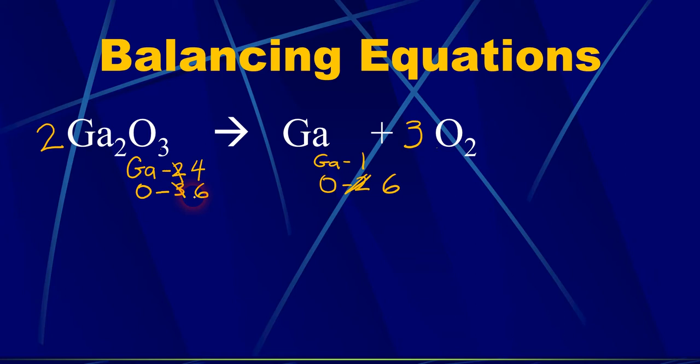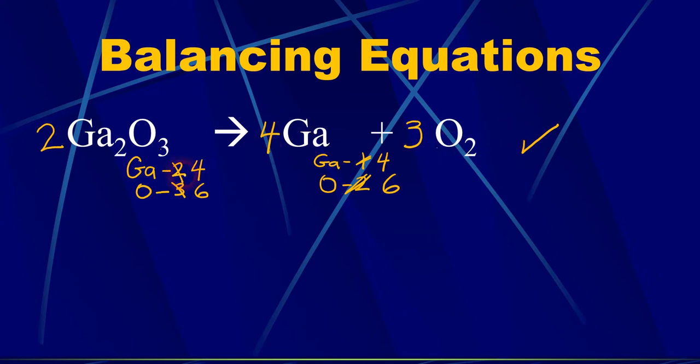So my oxygens are balanced, but my gallium atoms are not. I have 4 on the left, 1 on the right. I'm going to multiply the product side by 4, and I can see that by doing that, I now have a balanced equation. I have the same number of gallium atoms on both sides, and I have the same number of oxygen atoms on both sides as well. So that's a balanced equation. It's obeying the law of conservation of mass.